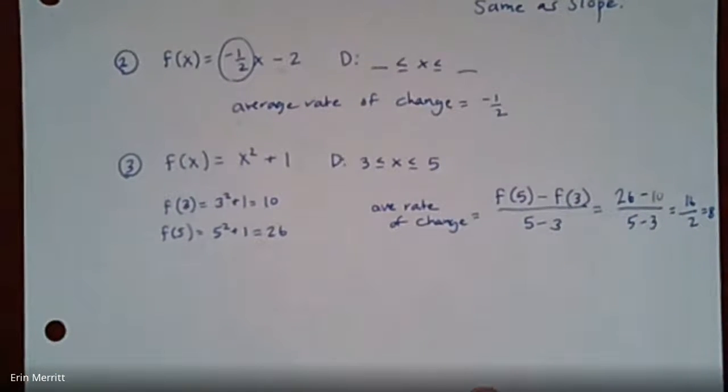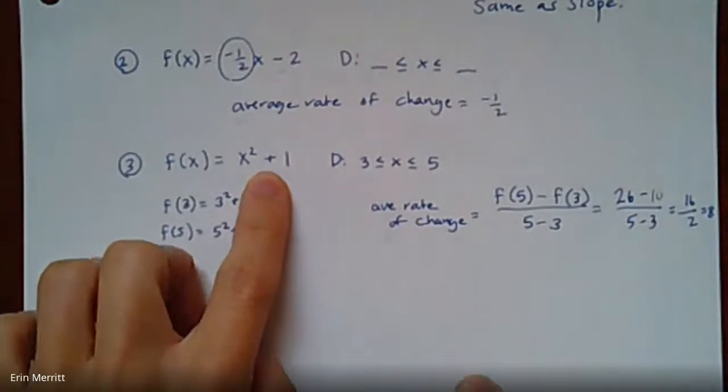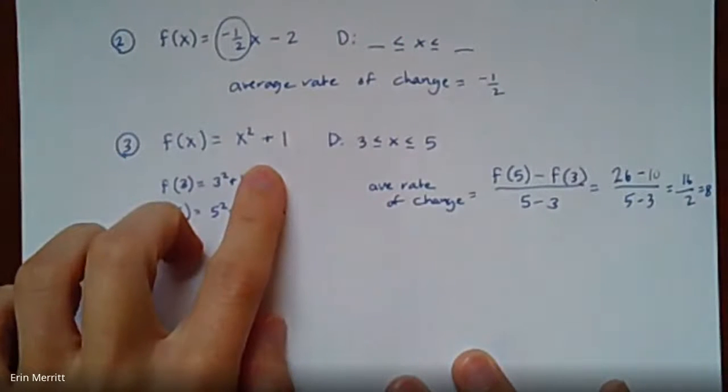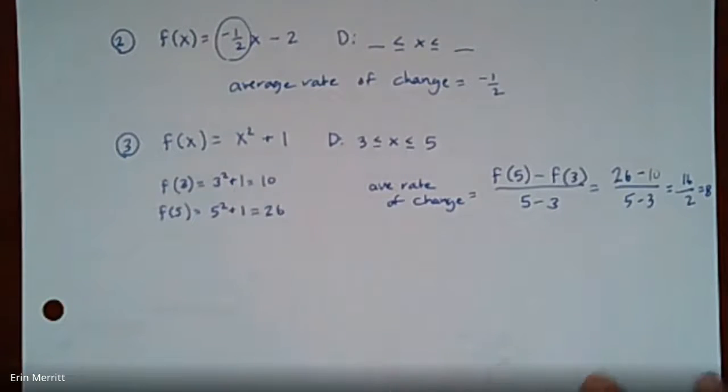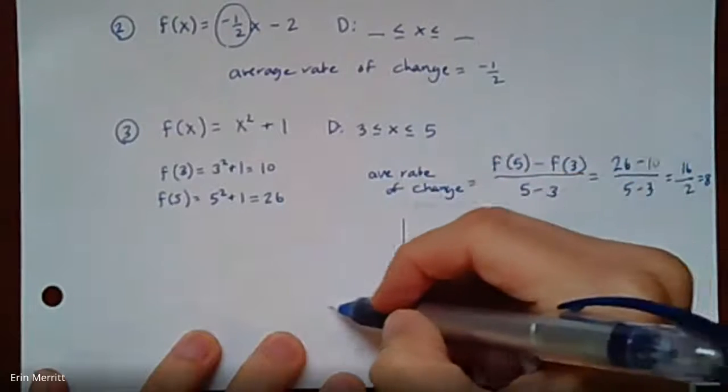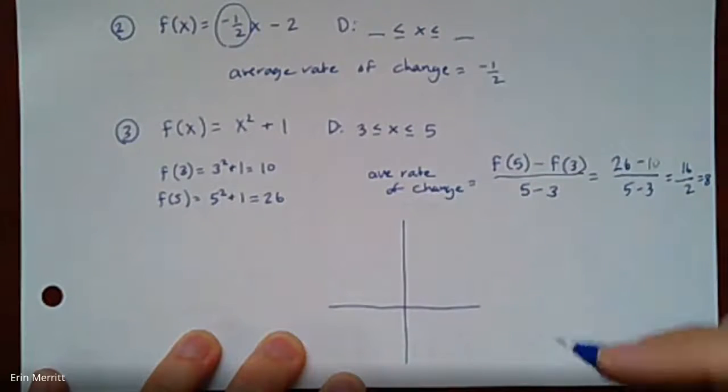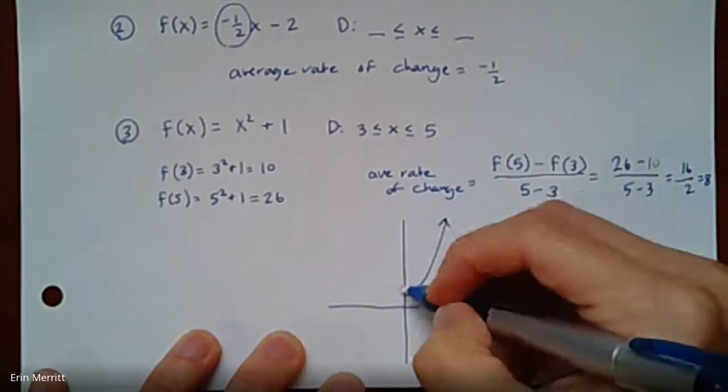Now, what does that mean visually? Well, think about this graph. You know what x squared looks like. That's a plain old parabola. The plus 1 would shift it up 1 unit because we just finished talking about our transformations unit. And so it would shift up so that it would cross at 1, and it would look something like this.